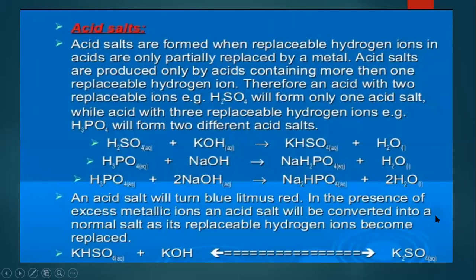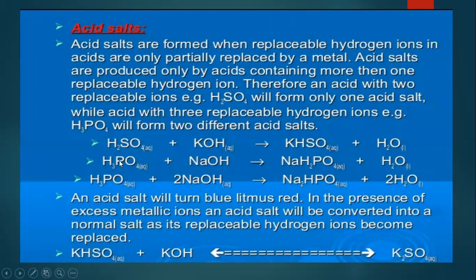The next are acid salts. Acid salts are formed when replaceable hydrogen ions in acids are partially replaced. That is, the salt produced contains hydrogen ion in its formula, like KHSO4, in which this salt contains hydrogen ion that shows it is an acid salt.